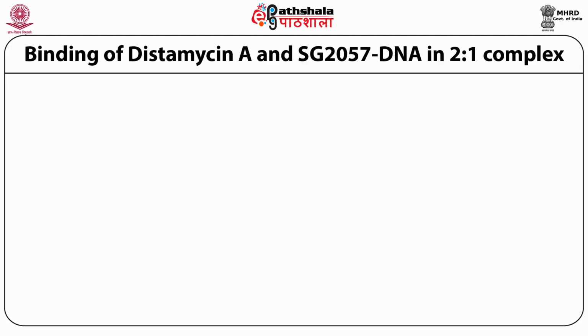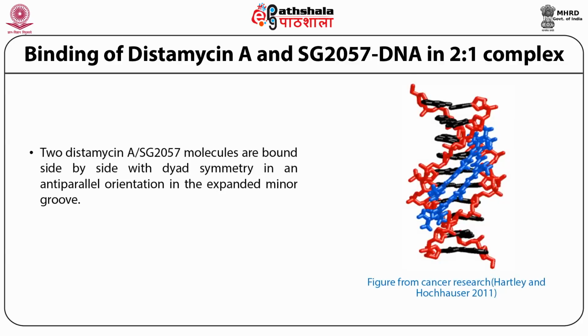Binding of Distamycin A and SG2057 to DNA in 2:1 complex. Two Distamycin A or SG2057 molecules are bound side by side with a dyad symmetry in an antiparallel orientation in expanded minor groove of DNA. This is one of the most interesting structures, first seen by Sundaralingam in case of Distamycin A and by now for a number of other lexitropsins.